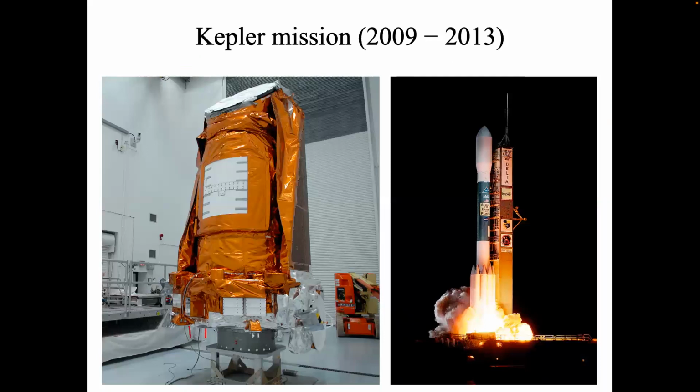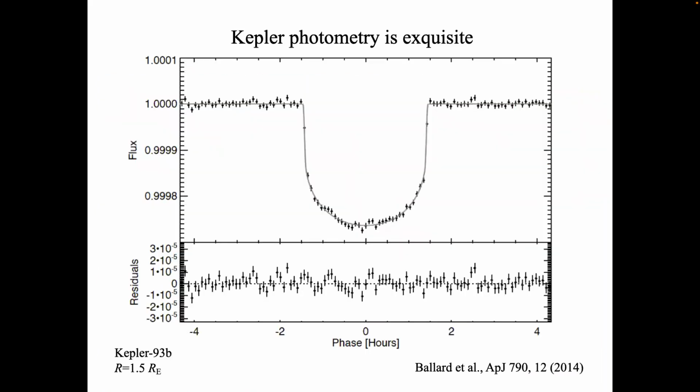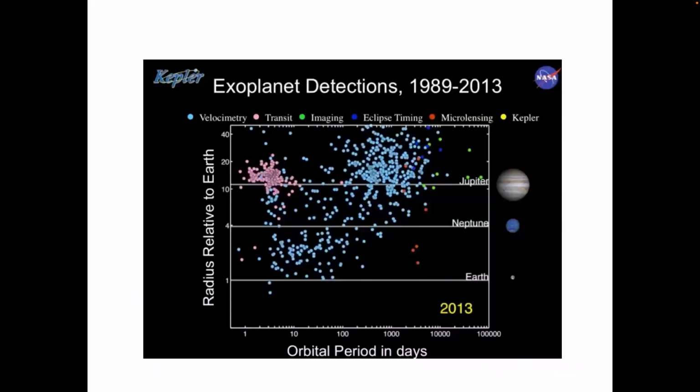This is why the Kepler mission was done, and you can see here a typical Kepler light curve. Please pay attention to the y axis. And you can see the precision of Kepler is 1 part in 10,000. So you can detect a very small planet with a very high precision. This was the situation before Kepler.